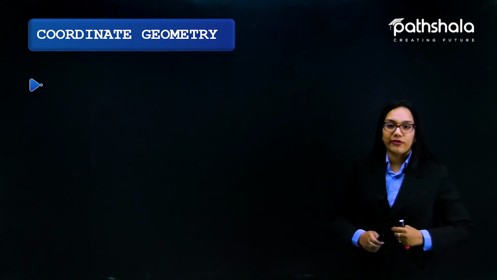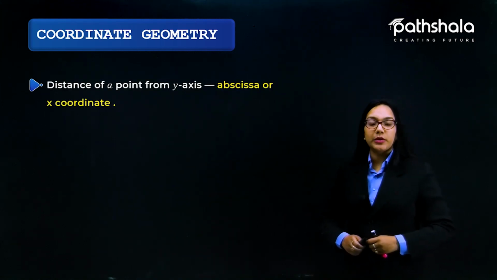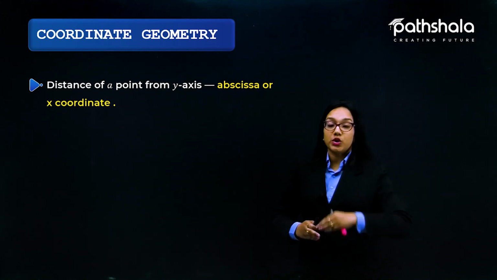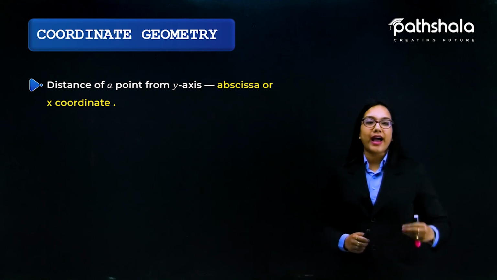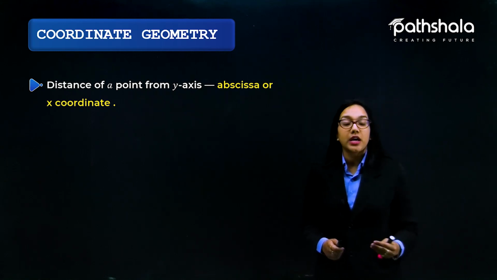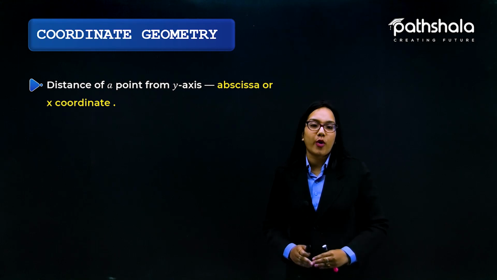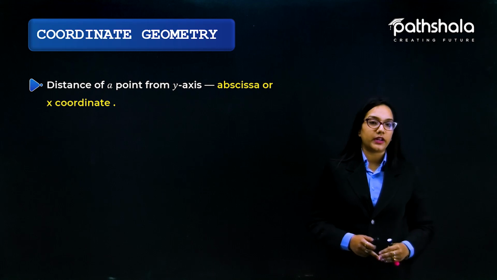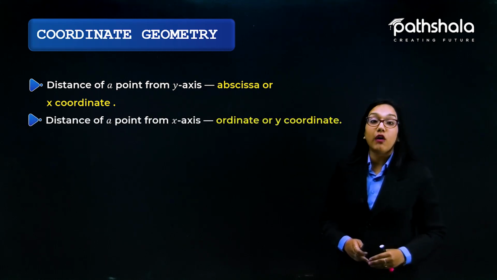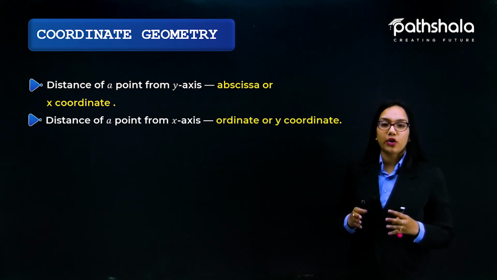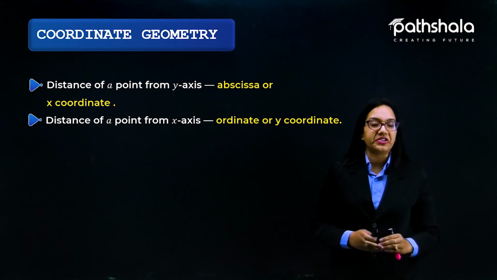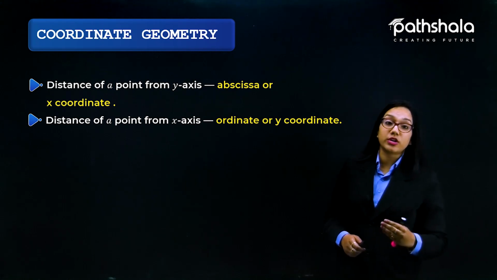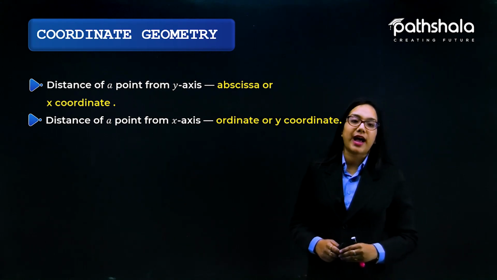Let's talk about the very first term, which is called abscissa. What is an abscissa or the x coordinate? The distance of a point from the y-axis, which is also called the perpendicular distance of a point from the y-axis, is called the abscissa or the x coordinate. Let's talk about the ordinate. What is the meaning of the ordinate? The second term, which is really very important in this chapter: the distance of a point from the x-axis, or perpendicular distance of a point from the x-axis, is called the ordinate.